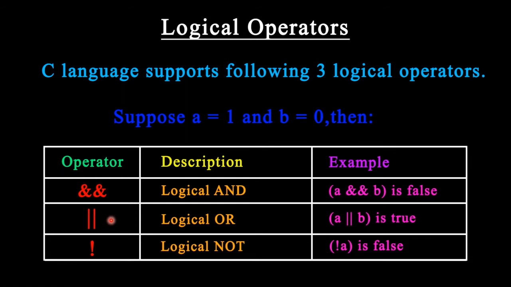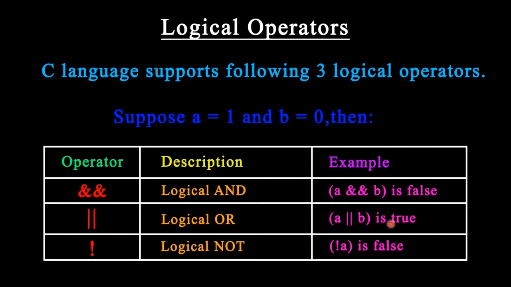Then comes the next operator, which is the OR operator. The OR operator is made by writing two pipe symbols. This single line is called the pipe symbol. So if you write a double pipe, then in C it becomes the logical OR operator. What the logical OR operator does is, it checks if any of the operand values is true, then this will be true. So here, as you can see, the value of A is 1 and the value of B is 0. So in this case, A OR B is true.